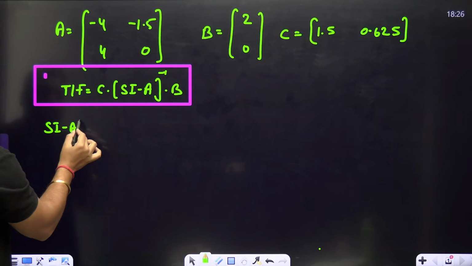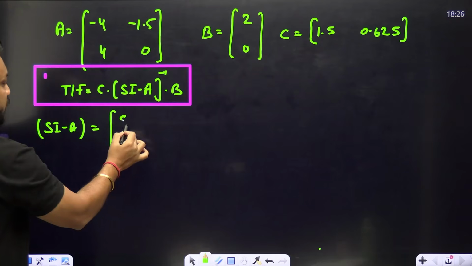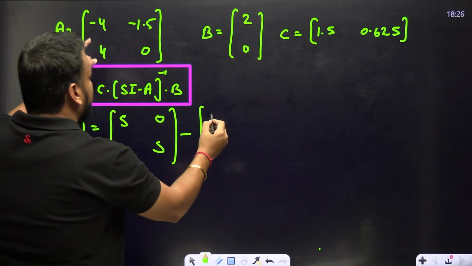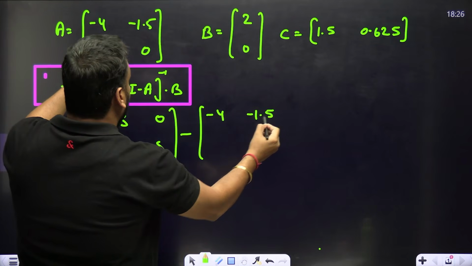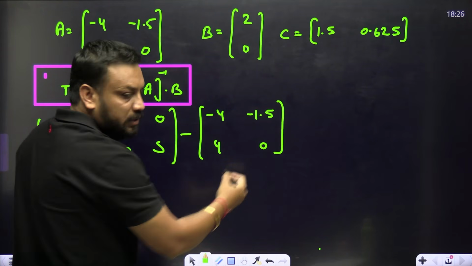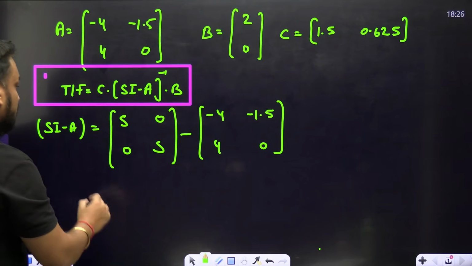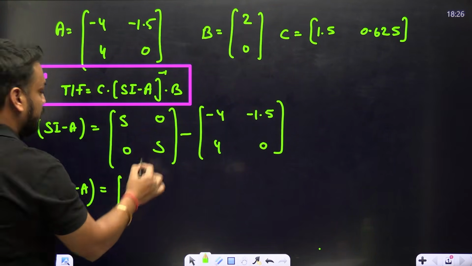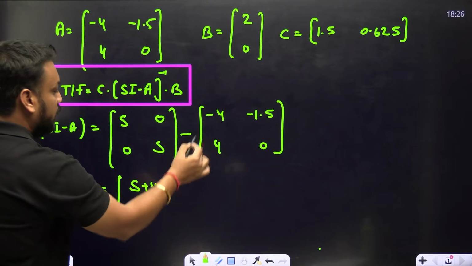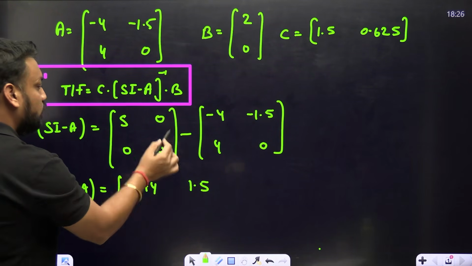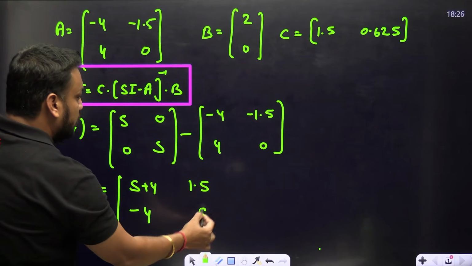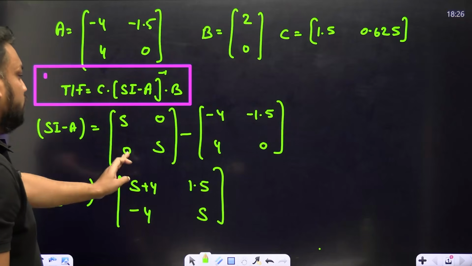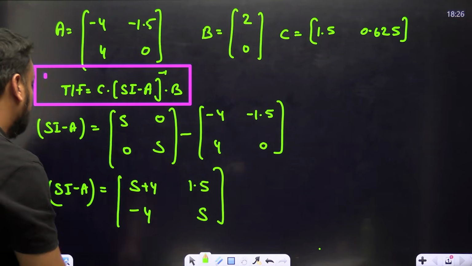When you apply sI minus A, you know that this is s, 0, 0, s, because of the identity matrix, sI minus A. A means minus 4, minus 1.5, 4 and 0. I hope this is crystal clear. The moment you write this sI minus A, you will get s plus 4, then 0 minus minus 1.5, so plus 1.5. Then 0 minus 4, so minus 4, and it will be s only. Again check: minus minus plus 4, plus 1.5, and 0 minus 4 is minus 4, and s minus 0 is s only. So this is sI minus A.